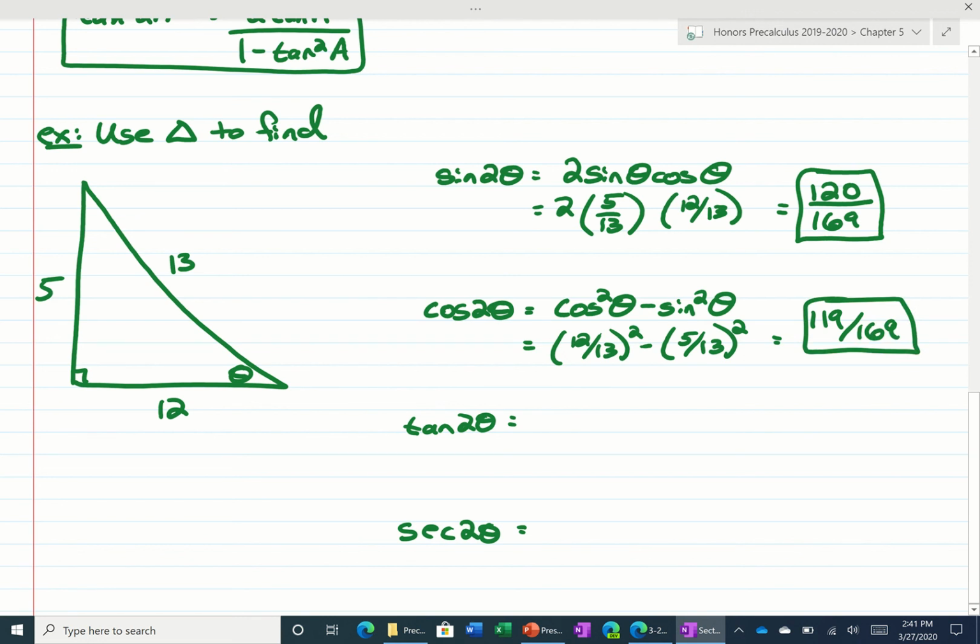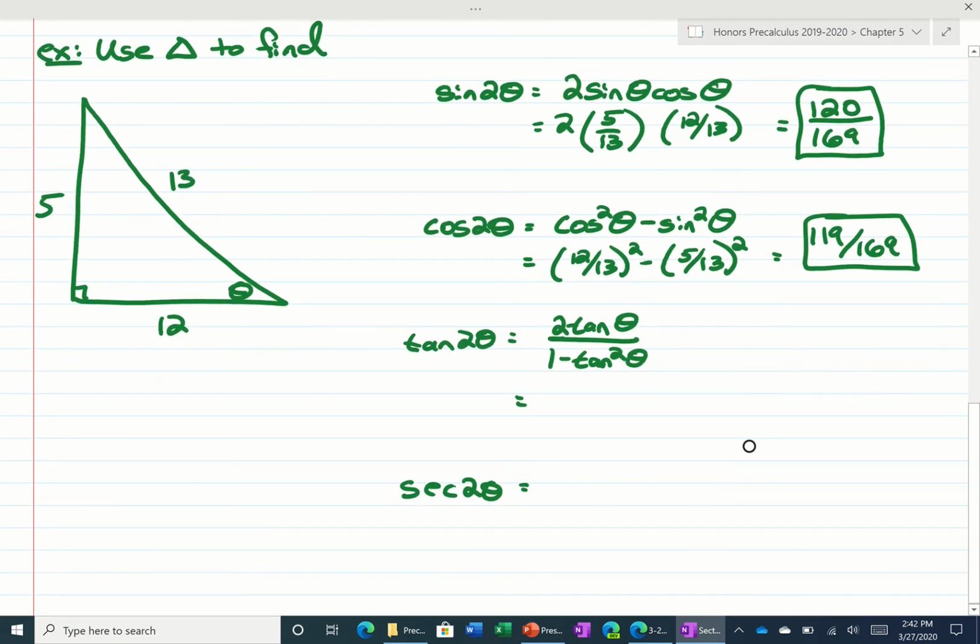Now for the tangent of 2 theta, the formula is we do 2 times the tangent of theta divided by 1 minus tangent squared of theta. And this would be 2 times the tangent, 5 over 12, divided by 1 minus 5 over 12 squared. And if you do this, the top would turn into 120, the bottom would turn into 119, and that would be the answer.